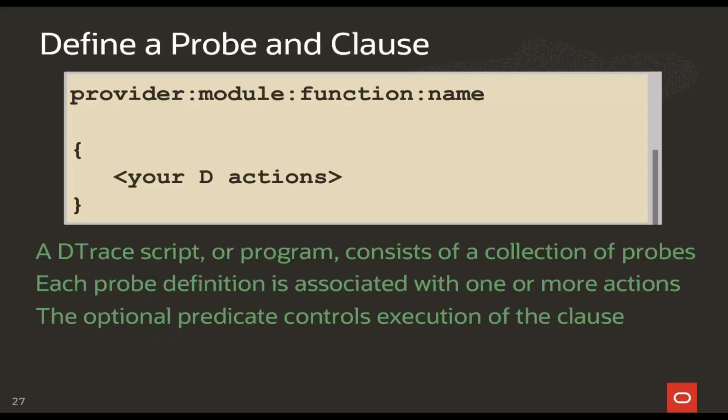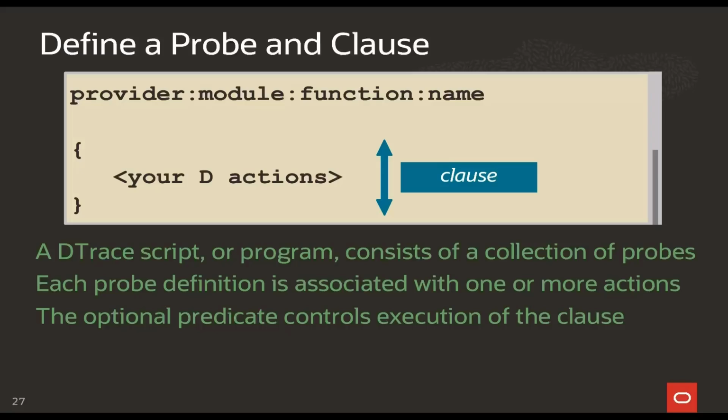And that brings me to the definition of a probe and a clause. This is what it looks like in your DTrace script or program. We have the probe, that's the provider, module, function, and name. And we have the actions. For that, you use the D language to define what you want to happen whenever that probe executes or fires. That's called the clause.